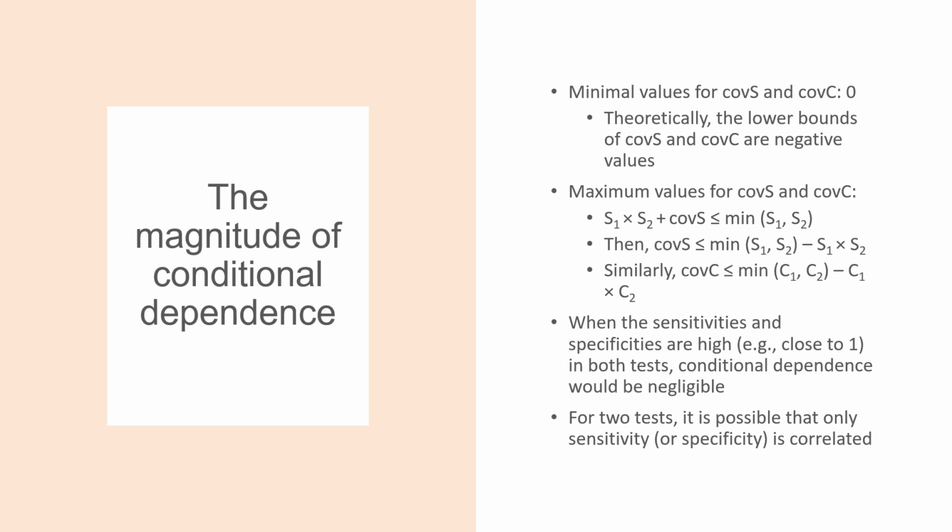For the disease-positive group, it also needs to satisfy the condition that the probability of positive in both tests cannot be greater than the sensitivity in either test. Then, we can derive the upper bound of covariance S.